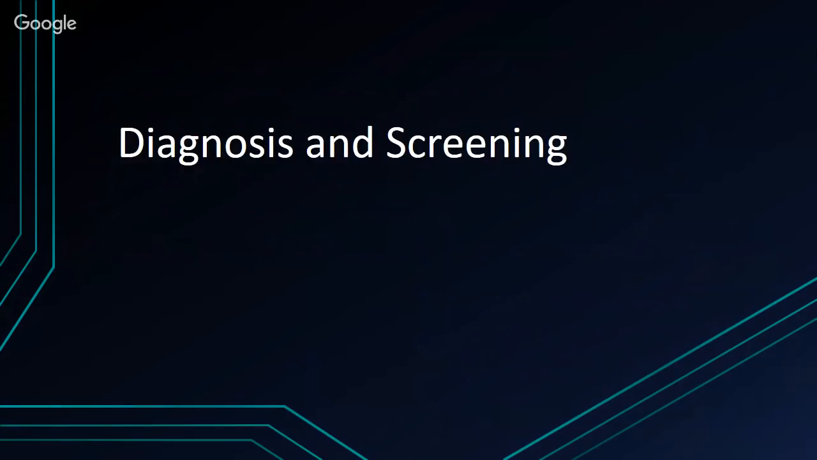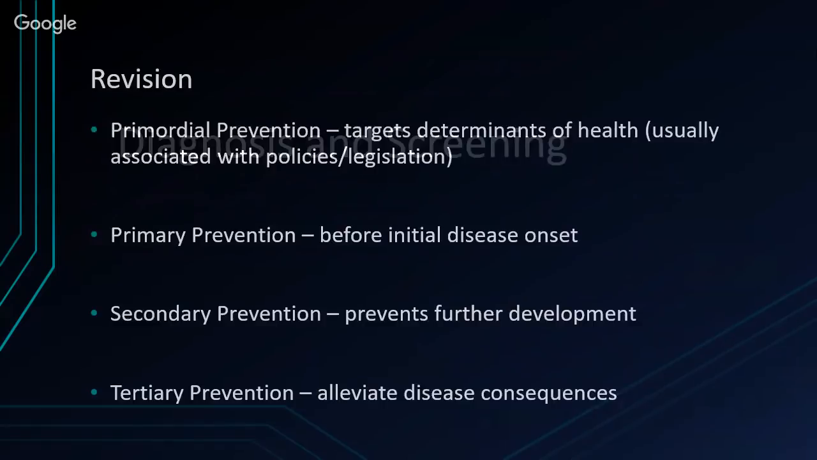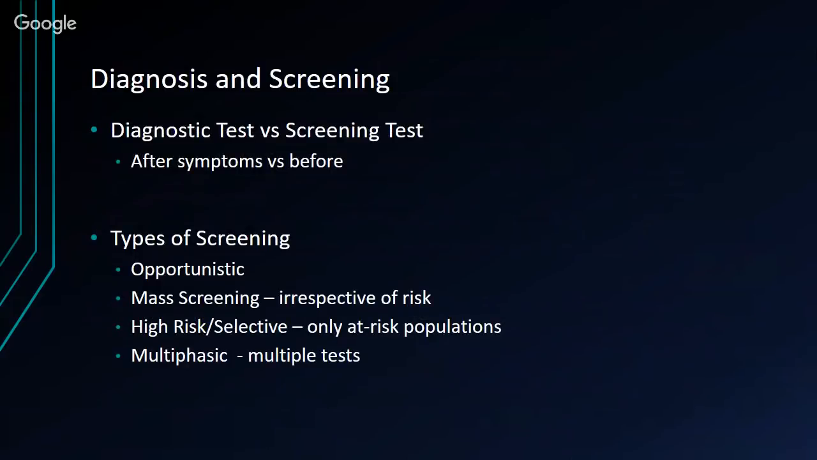Diagnosis and screening, this stuff is important. So just some revision: primordial, primary, secondary, and tertiary prevention. Can anyone tell me what level of prevention screening is at? Great. So diagnostic tests are conducted after identifying potential symptoms. So you've been coughing for 2 weeks, you see a GP, they give you a diagnosis. Screening tests are conducted before the onset of any symptoms.